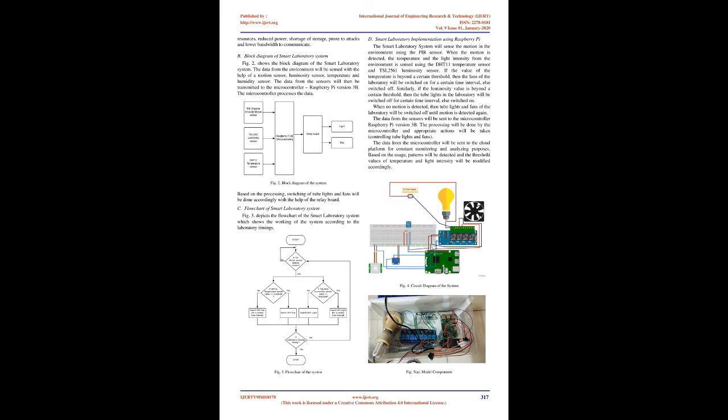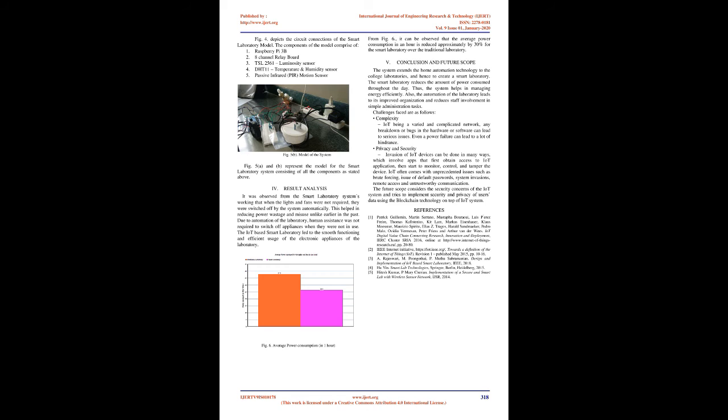Similarly, if the luminosity value is beyond a certain threshold, then the tube lights in the laboratory will be switched off for a certain time interval, else switched on. When no motion is detected, then tube lights and fans of the laboratory will be switched off until motion is detected again. The data from the sensors will be sent to the microcontroller Raspberry Pi version 3B. The processing will be done by the microcontroller and appropriate actions will be taken, controlling tube lights and fans.